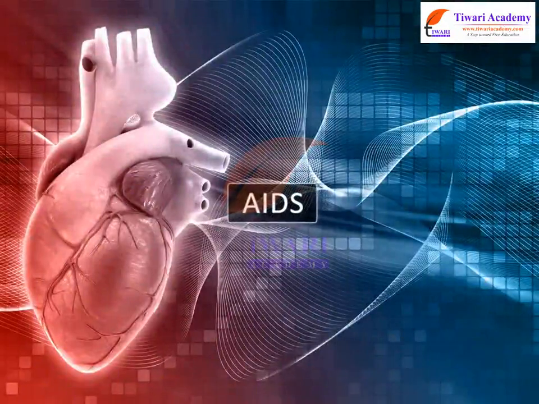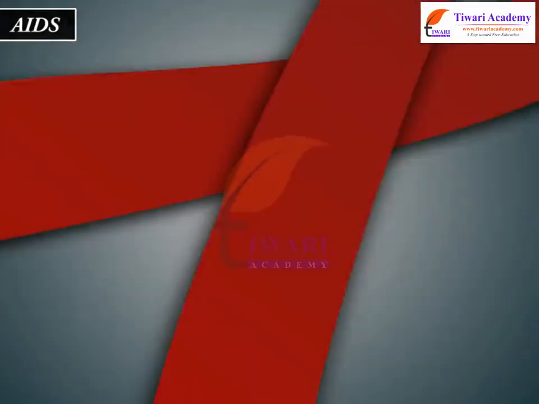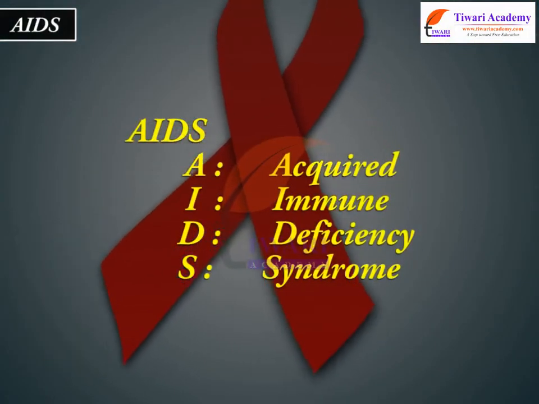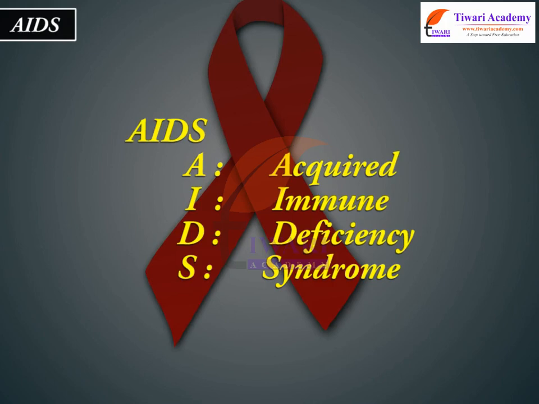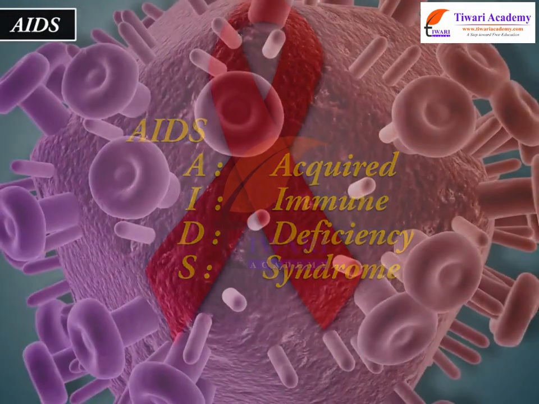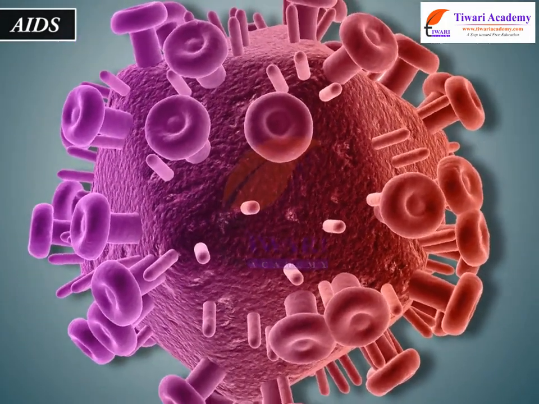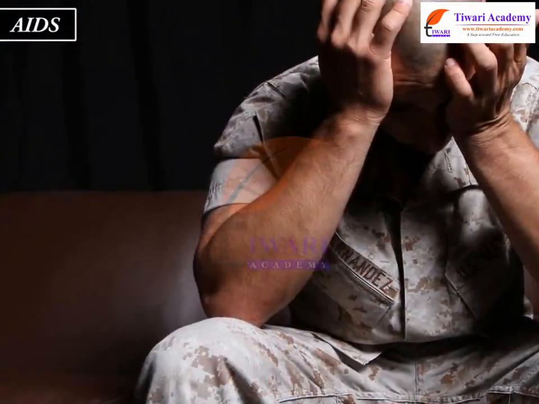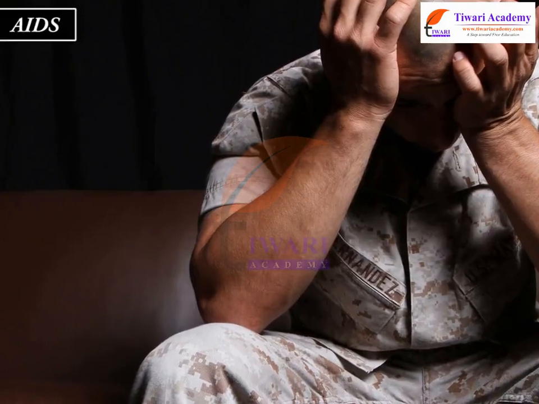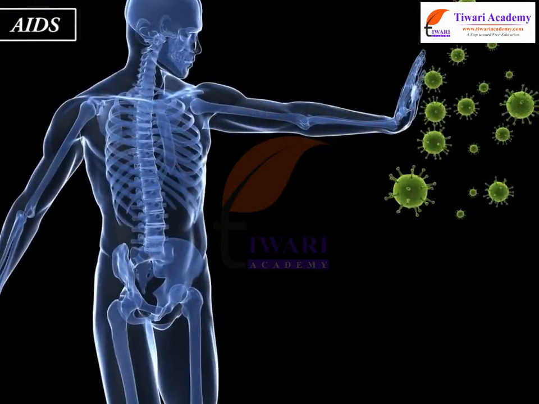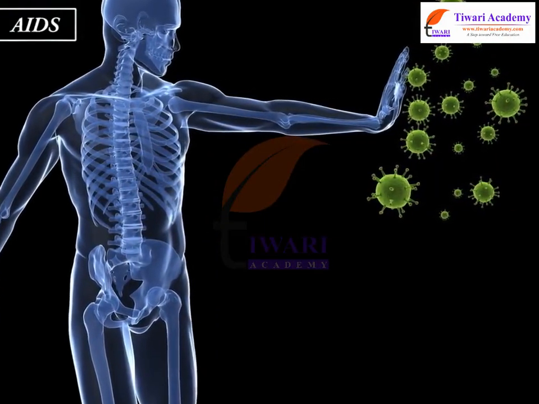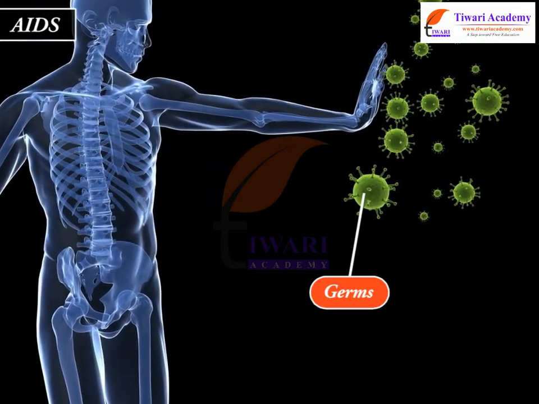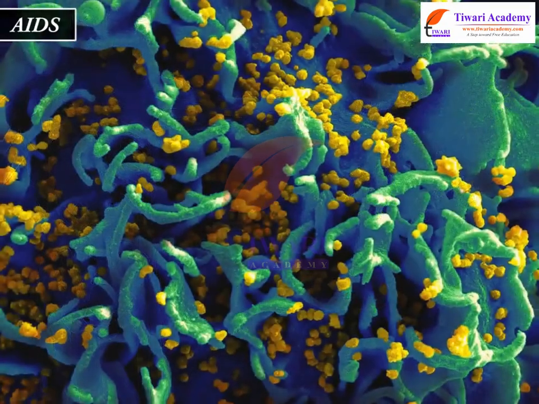AIDS. AIDS is an abbreviation of the words Acquired Immune Deficiency Syndrome. It is caused by the virus HIV. AIDS is a disease or disorder of the body's immune system. Immunity is the body's natural resistance to fight against germs and resist diseases.